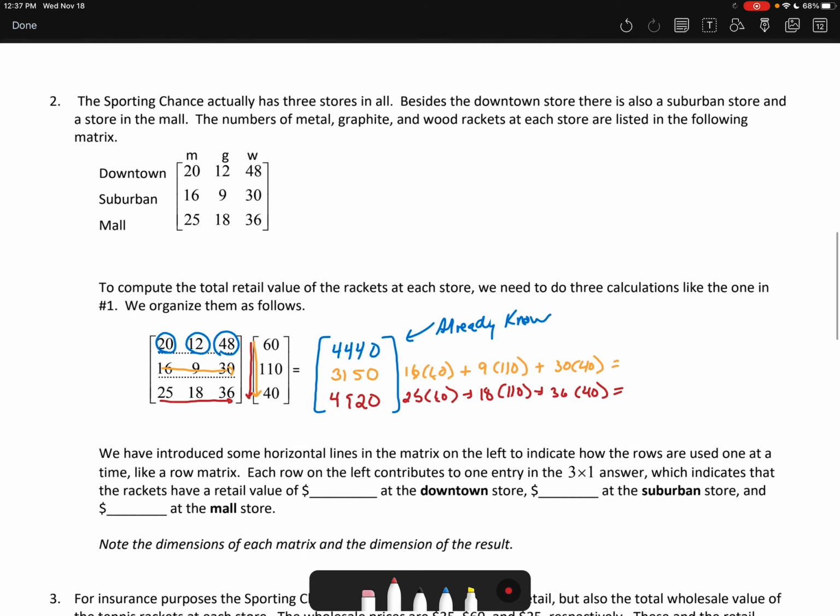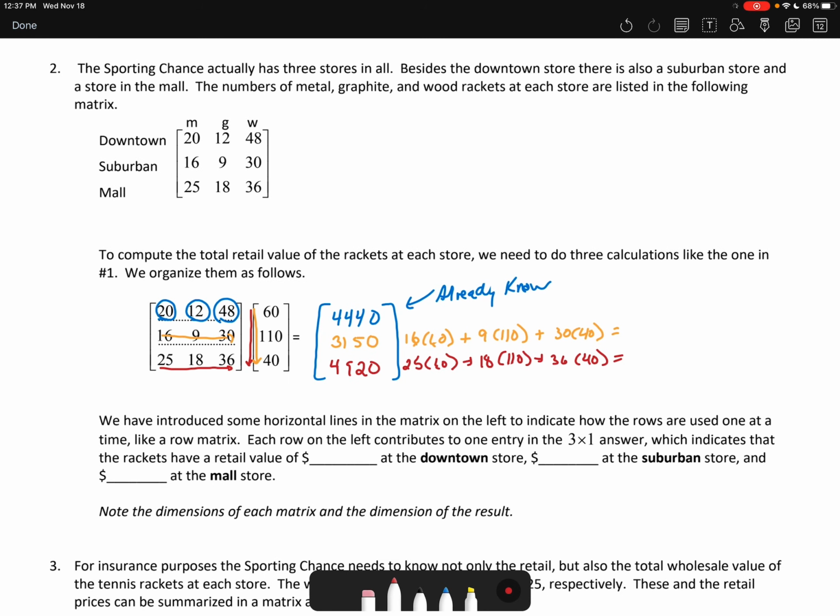So what I did was I introduced those horizontal lines in the matrix on the left to indicate how the rows are used one at a time, like a row matrix. So each row on the left contributes to one entry in this 3x1 answer. Our answer indicates that the rackets have a retail value of 4,440 at the downtown store. Again, we knew that from the earlier answer. And then of 3,150 at the suburban store and 4,920 at the mall store.